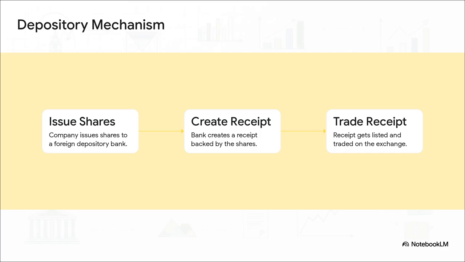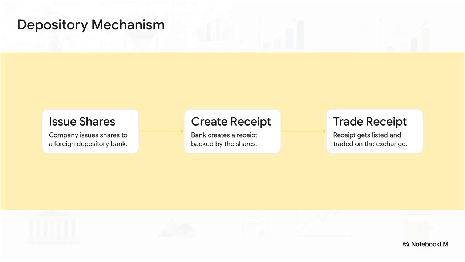Step 1. The Indian company issues its shares, but not to the foreign public. Instead, it issues them to a foreign depository bank. Think of this bank like a giant vault. Step 2. That bank acts like a financial transformer. It takes those original shares, locks them securely in the vault, and creates a totally new financial instrument, the depository receipt, which is backed by those original shares sitting in the vault.